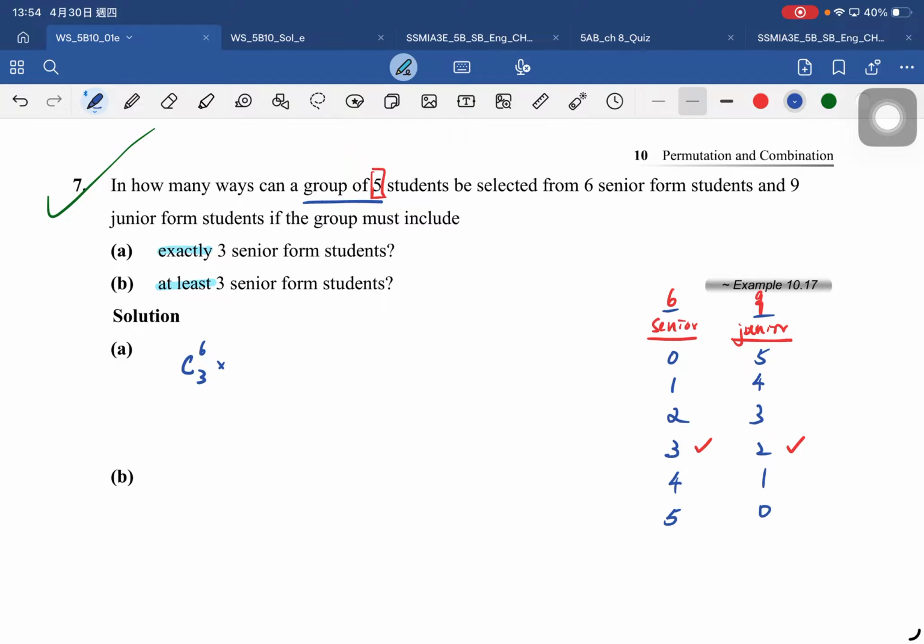And then select junior student. Out of 9, select 2. So you can find that the sum of these two numbers must be 5 because in the group there are 5 students. And then find the product of them because step by step you select students. So using calculator, don't say that you don't know how to enter C to your calculator. 唔知就好問啦。Okay?